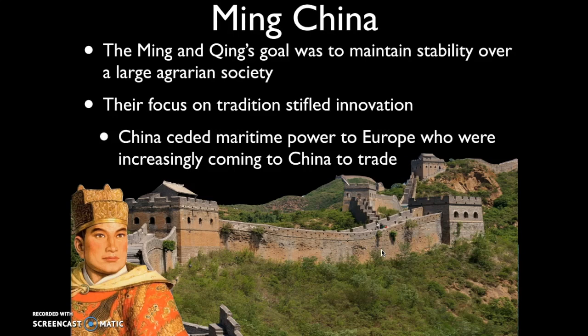China, however, is ultimately, because of these decisions, going to cede maritime power to Europeans like the Portuguese and the Dutch, who are increasingly coming over into the Indian Ocean and into the South China Sea, and they're coming to trade with China. Now remember, China is demanding something from Europe in the form of silver, and so we're going to see Europe increasingly though making advancements in maritime technology.